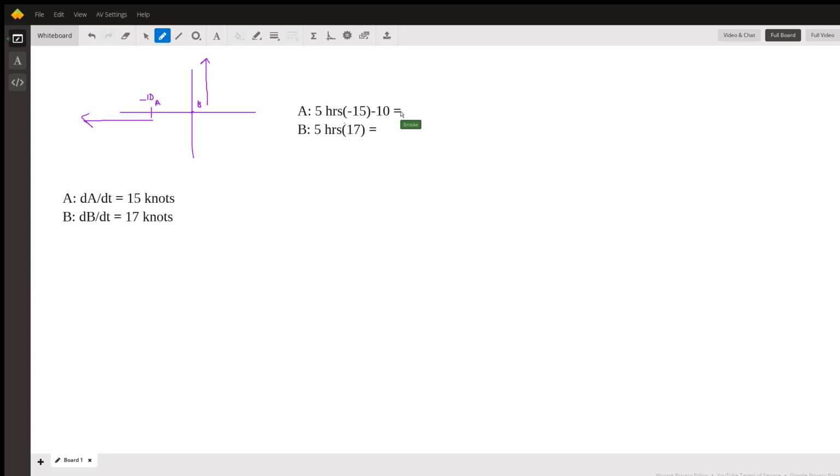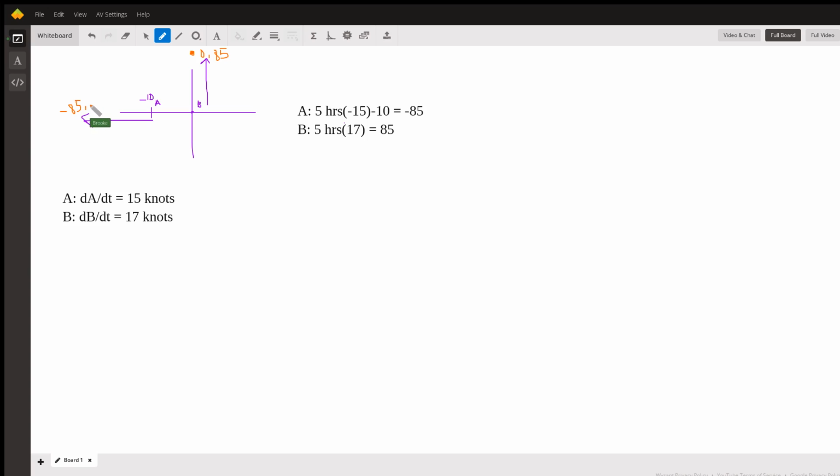So then once we do that, 5 times 15 is 75. But then we have the -10, so this is going to be -85. And then 5 times 17 is also 85. And then from there, we know that our new points after our 5 hours, this point up here is going to be 0, 85. And then the point far to the left for A at 5 p.m. is going to be -85, 0.